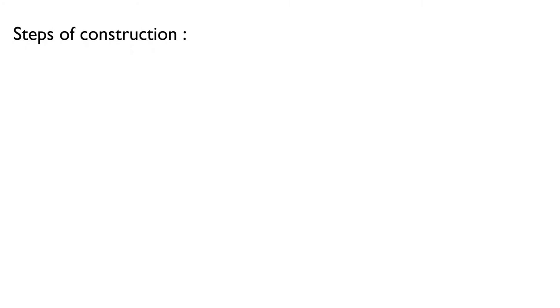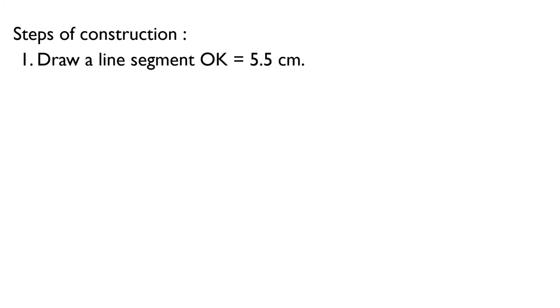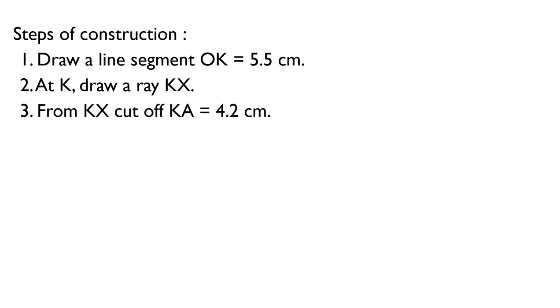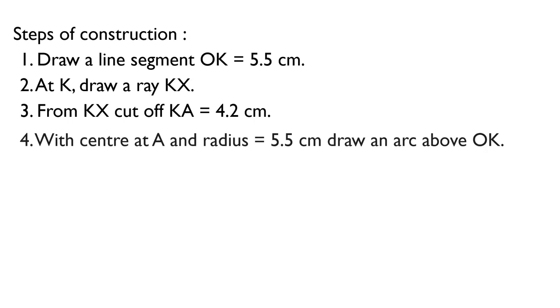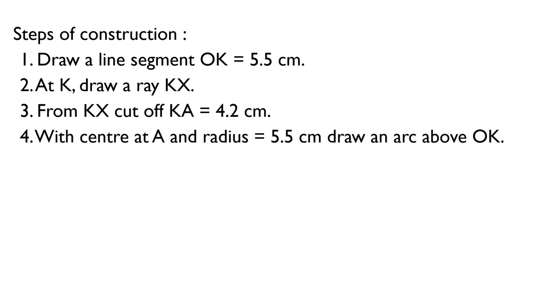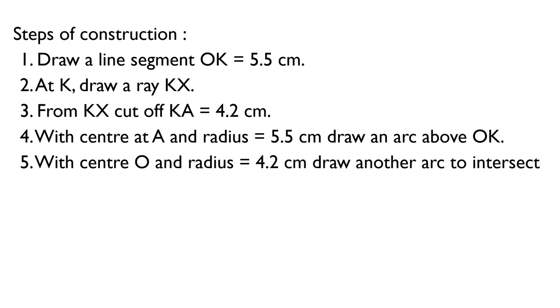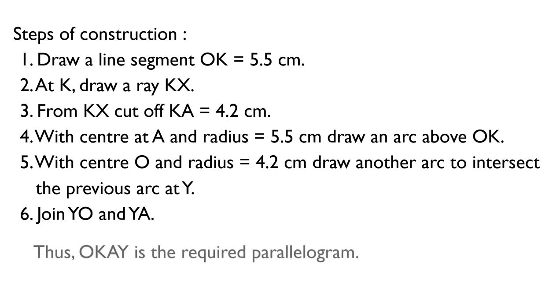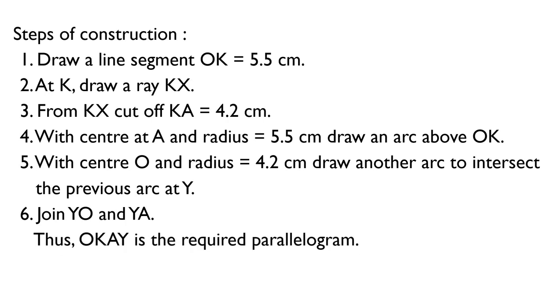Now steps of construction. Number 1, draw a line segment OK equal to 5.5 centimeter. Number 2, at K, draw a ray KX. Number 3, from KX, cut off KA equal to 4.2 centimeter. Number 4, with center at A and radius equal to 5.5 centimeter, draw an arc above OK. Number 5, with center O and radius equal to 4.2 centimeter, draw another arc to intersect the previous arc at Y. Number 6, join YO and YA. Thus OKAY is the required parallelogram.